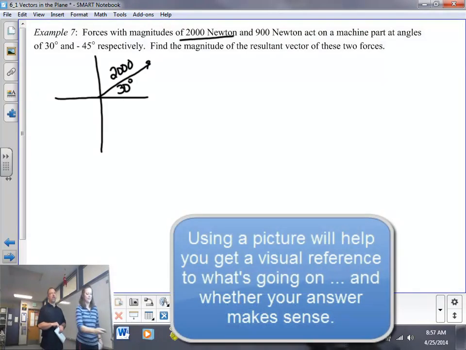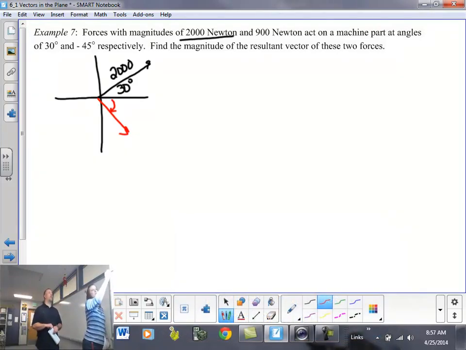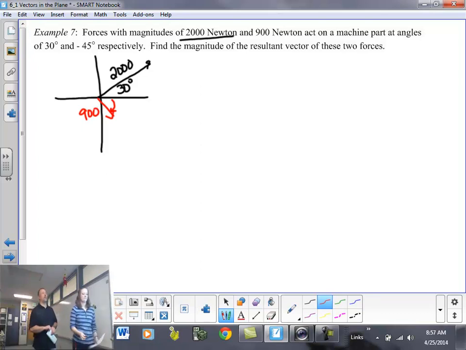So what's this -45 degrees thing? Well, we know where -45 degrees is. It just goes down in this direction, and it's going to be a little shorter than the other one. We'll label it. It's only 900 in terms of magnitude, and it's -45 degrees.